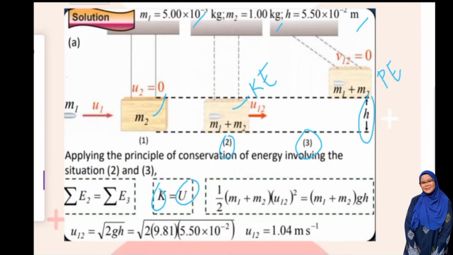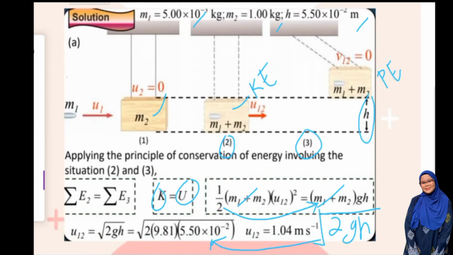Mass 1 plus mass 2 kita boleh potong. So kita tinggal 1/2 bawa pergi sana, 2 ni bawa pergi sana. So we have 2gh and square root, and power of 2 kita bawa pergi ke kanan, we have square root. So that's why kita dapat macam ni.